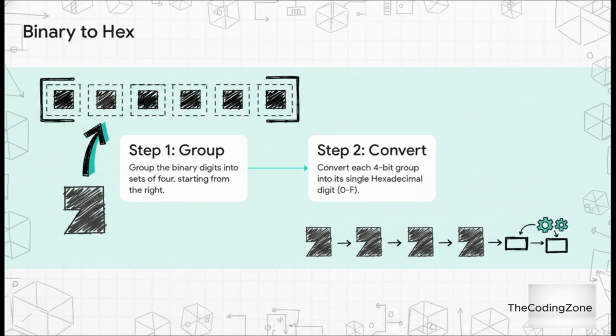And for hexadecimal, it's the exact same idea, but maybe even more powerful. This time, you group the binary digits into sets of 4. Each group of 4 bits corresponds perfectly to one of the 16 hexadecimal characters. This is why you see hex all over the place in programming. It is an incredibly neat and tidy way to write down binary data.